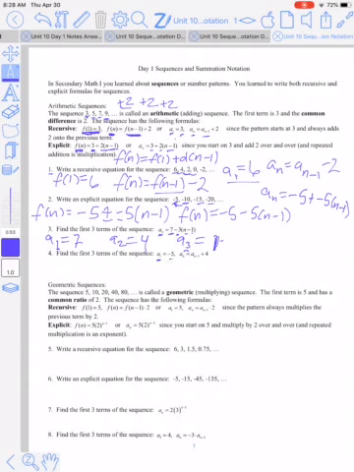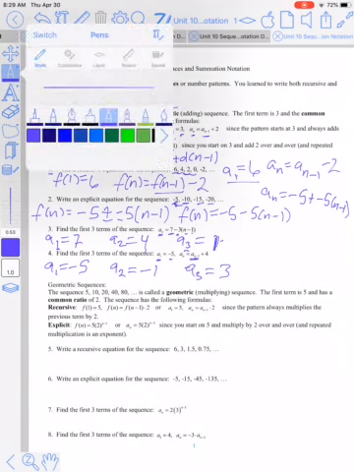All right, find the first 3 terms of the sequence. A sub 1 equals negative 5, so I already know a sub 1. It's negative 5. I'm going to find a sub 2 and a sub 3. What do I do? Well, to get there, I use a sub n minus 1. This is a recursive equation. So I take the previous term, and I add 4. Negative 5 plus 4, negative 1. Negative 1 plus 4 is 3. Okay, I'm done with the arithmetic, except for one thing.